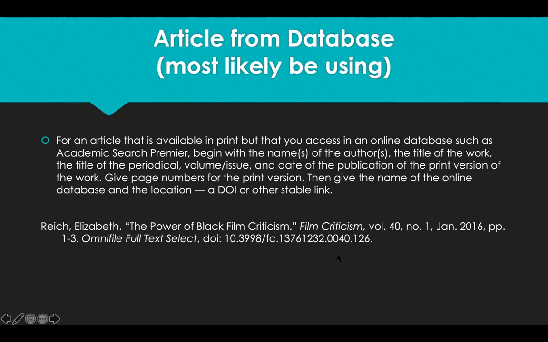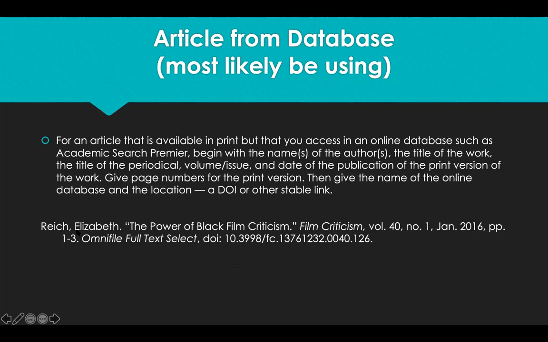Next, an article from a database. You are more than likely going to be using this because you should be using your Gaston College library to create sources. For an article that is available in print, but that you have access to in an online database, such as Academic Search Premier, begin with the name of the author, the title of the work, the title of the periodical, the volume and issue, the date of publication of the print version of the work, and then give page numbers for the print version. Then give the name of the online database and location, or the DOI or stable link.